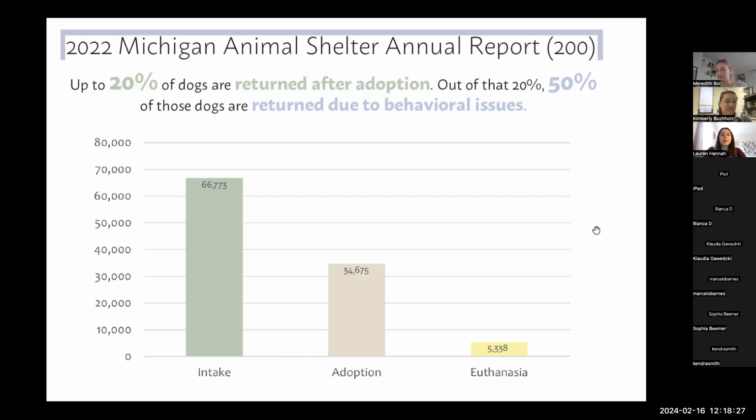So I did a study of the 2022 Michigan Animal Shelter Annual Report. There are 200 shelters in Michigan. And as you can see, the numbers are very high for intake, adoption, and euthanasia. And the studies at the top show that up to 20% of dogs are returned after adoption. And out of that 20%, 50% of those are returned due to behavioral issues.